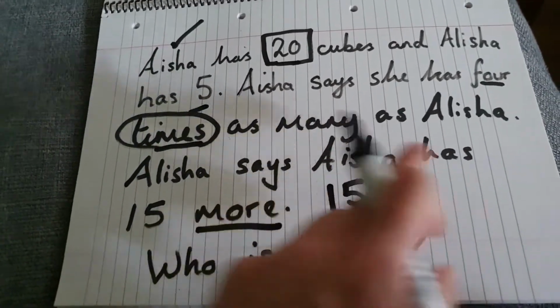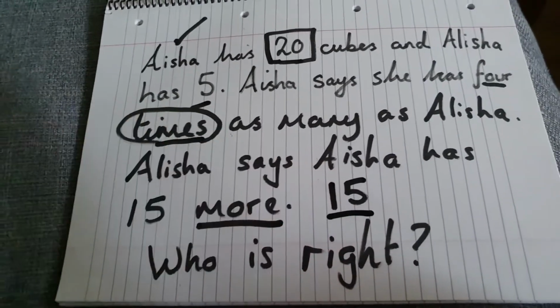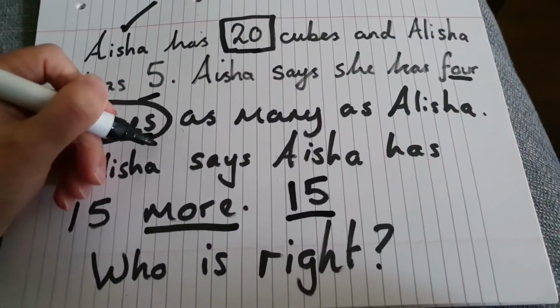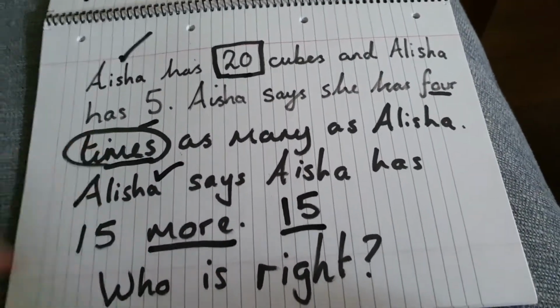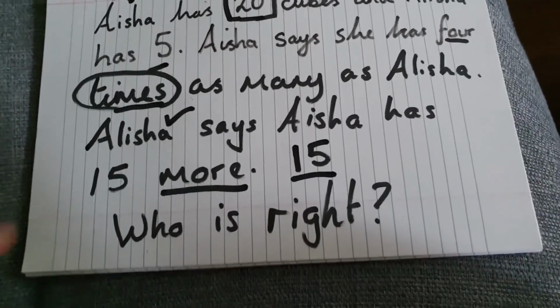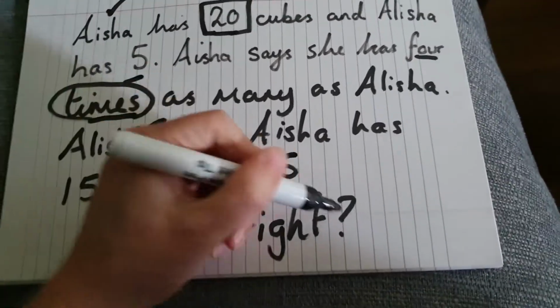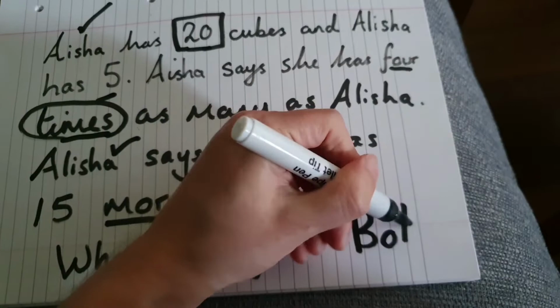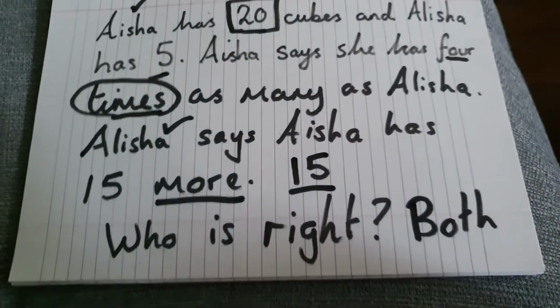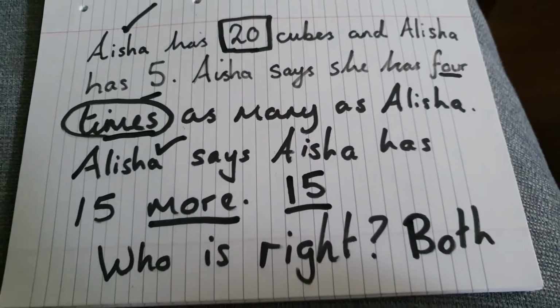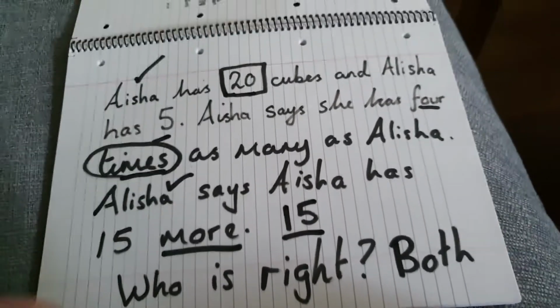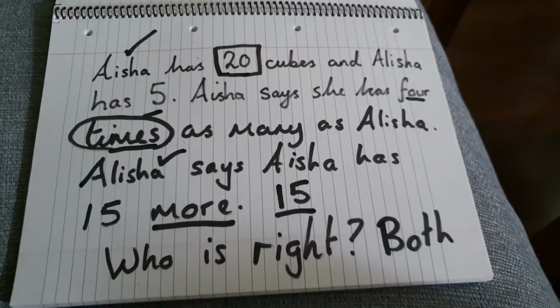Aisha does have 15 more than Alicia. So Alicia is also correct. So when it asks you who is right, the answer is both of them are. That was a little tricky. So if you got that very last problem, a big well done to you.